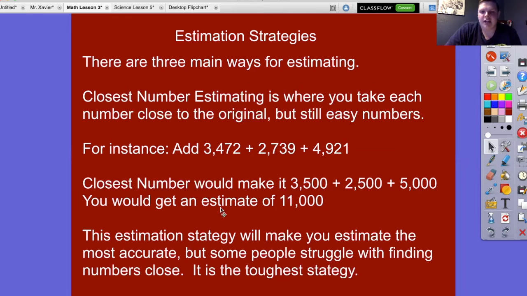Getting the estimate of 11,000, this estimation strategy will make your estimate the most accurate. You'll get an answer that is the closest if you do it correctly. But some people struggle with knowing which numbers to go, and it is the toughest strategy to do. So you need to do a strategy that works for you.